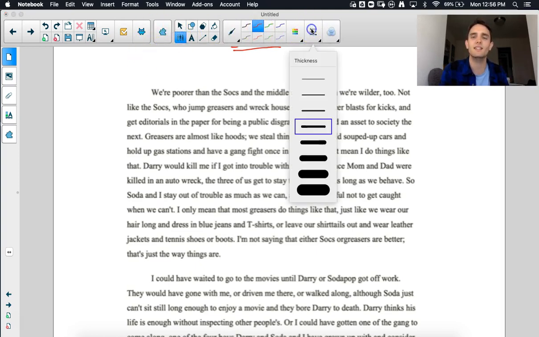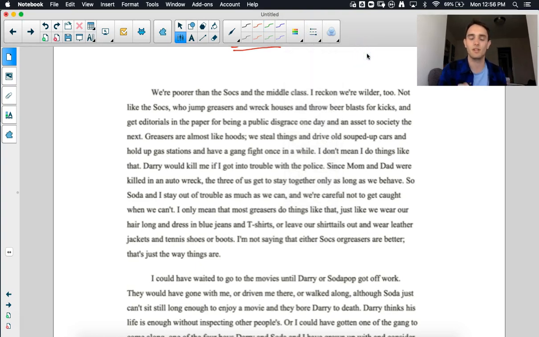So already we have an idea of, and we can begin to answer that prompt, that we know that this is being written in the first person. We know that because we see "I" so many different times. "So I reckon we're wilder." You can almost say "we" because that's a personal pronoun, so Ponyboy's lumping himself in with that group.